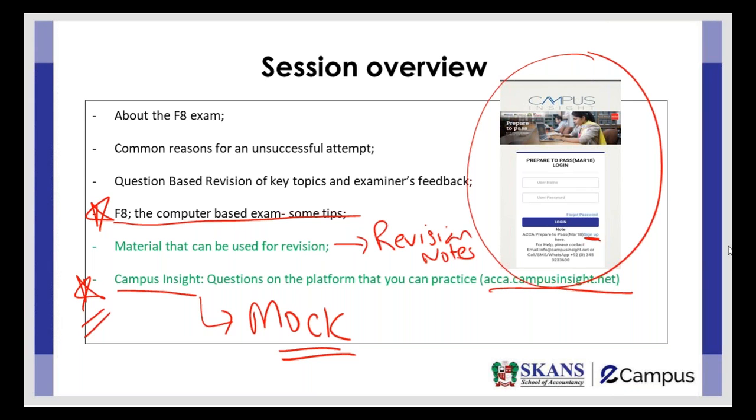Anything else, guys? Is there anything else I need to look at? Are you okay to start, Munazza? Yes. All right, guys. So I do see there are about 60 participants. Guys, unfortunately, if you do not participate when I ask you questions, this is going to be a waste of time. So you need to listen, you need to pay attention, because we are focusing on techniques which are going to help you get through the F8 exam.